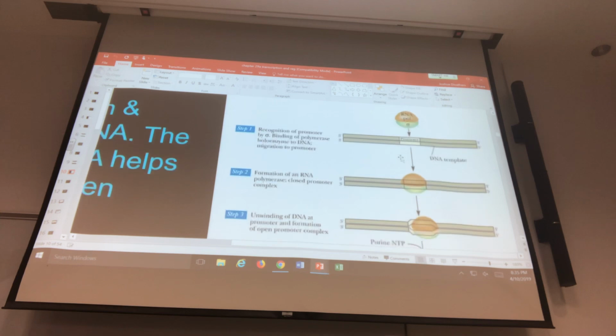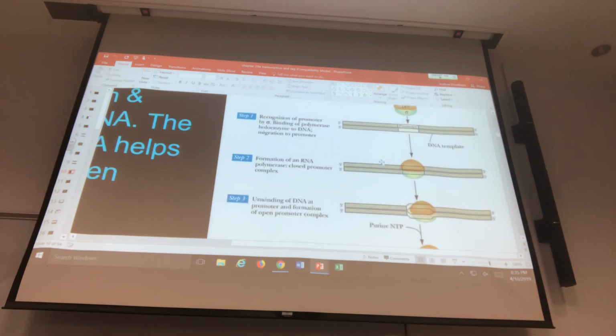So let's follow the diagram. We see that it binds here, and that binding is called a closed promoter complex. Here's why it's called a closed promoter complex. Notice that the DNA strand is still closed. This means the enzyme has not committed to transcription yet. That means this binding here is actually fairly weak. It is relatively weak because it hasn't decided if it wants to commit to transcription yet or not.